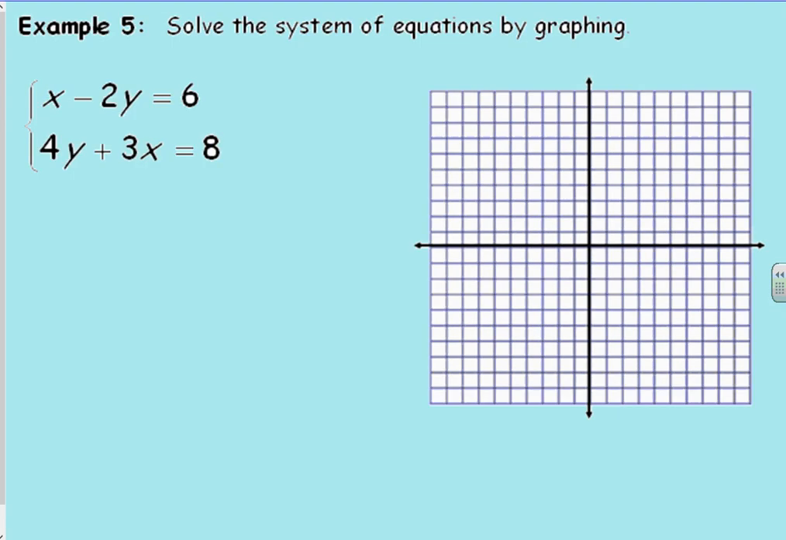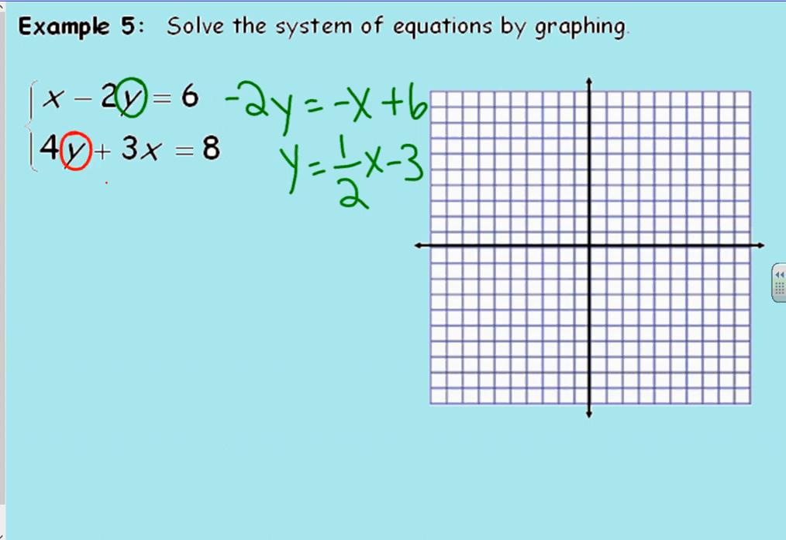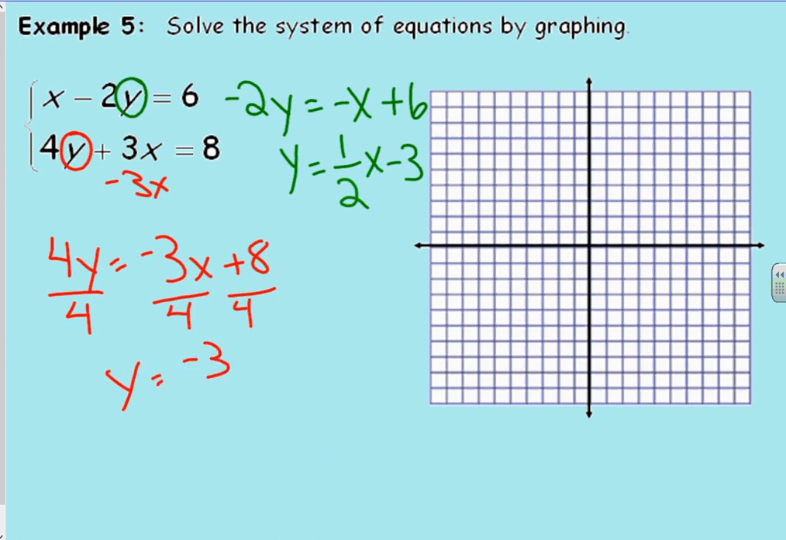Try example 5. Press play to go over your answer. Notice I can't graph these until they're solved for y. So this top one, negative 2y equals, I have to subtract x on both sides. Y equals, I'm dividing both sides by a negative 2. And there we are. Next, I have to solve this one for y, so I'm going to subtract that 3x. And then I'm going to divide by 4. Y equals negative 3/4 x plus 2.